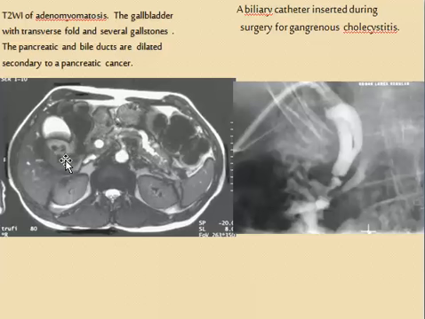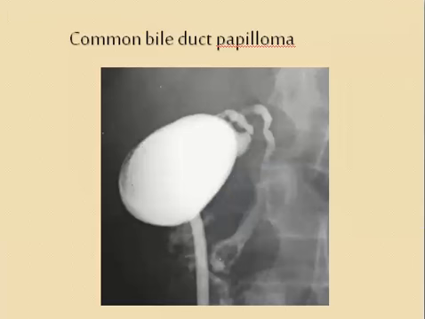This is adenomyomatosis of the gallbladder. Septum, gallstones, thickening of the wall, nodularities if there. This is a gangrenous gallbladder with a stent. Catheter is put in place to drain.